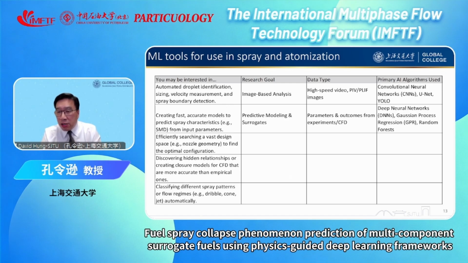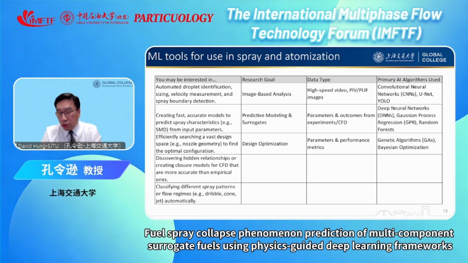So DNN, Gaussian process regression, or random forest are perfect tools that you might want to consider. Again, if you want to explore a design space, for example designing a nozzle geometry to find the optimal breakup configuration for your spray, it looks like you might have a design optimization problem.